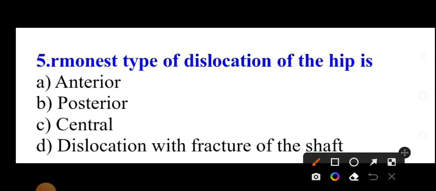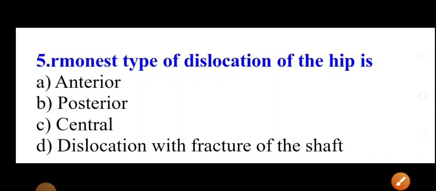Now, the commonest type of dislocation of hip is anterior, posterior, or central dislocation with fracture of shaft. This MCQ is also important. So if you know the answer, no need to think about such MCQs. These are one-liners. Answer is posterior. Posterior type dislocation of hip is commonest.